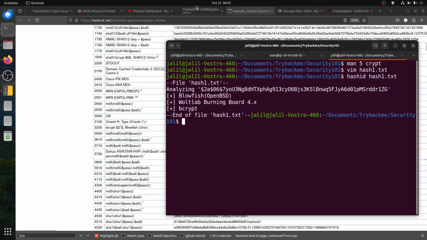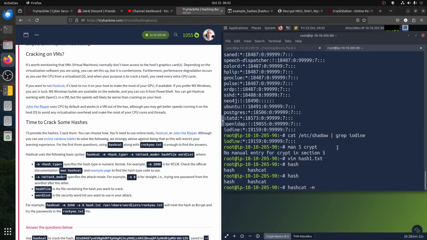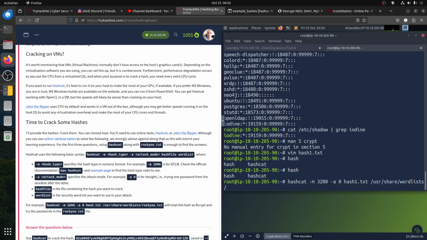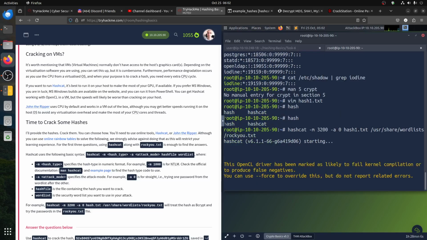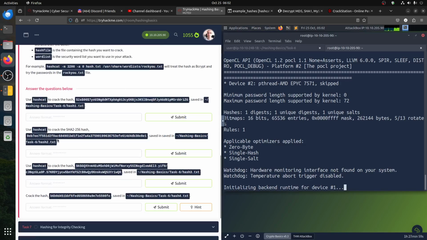Let's try the 3200. Let's say -m 3200. You need to add my wordlist first, rockyou. Let's see if the attack box can get this one faster. If not, we use my machine. Let's let it run. Let's see if it can find it. Let's wait for it. Let's get the next one. The next one: use Hashcat to crack the SHA-256 hash.